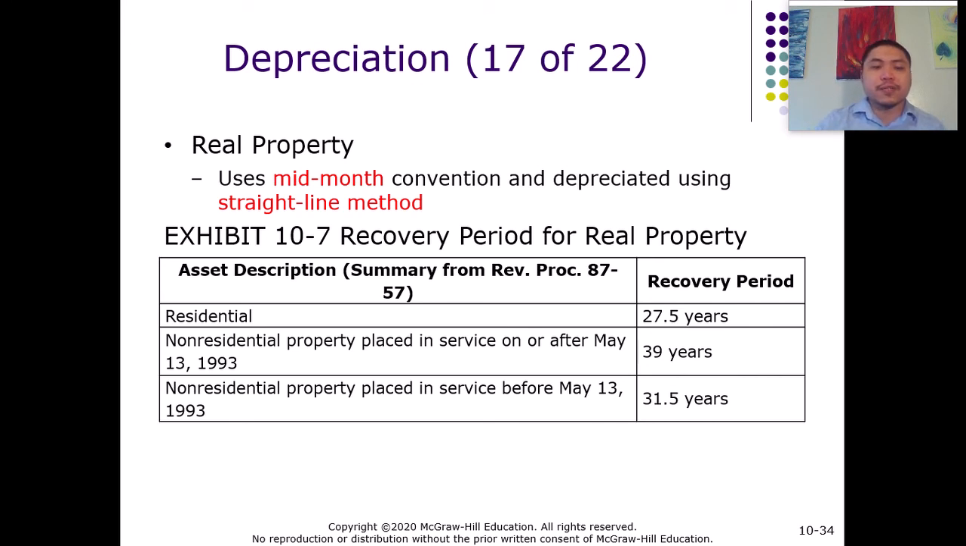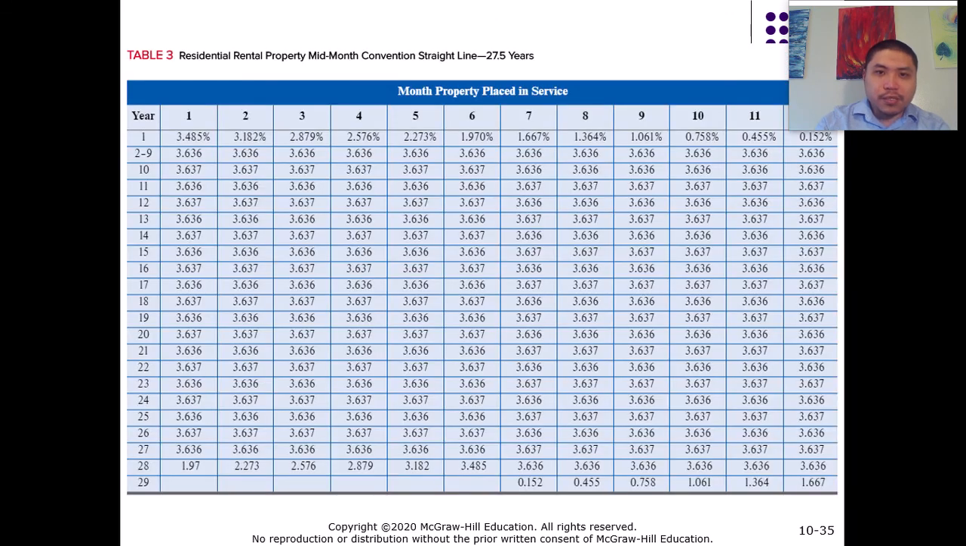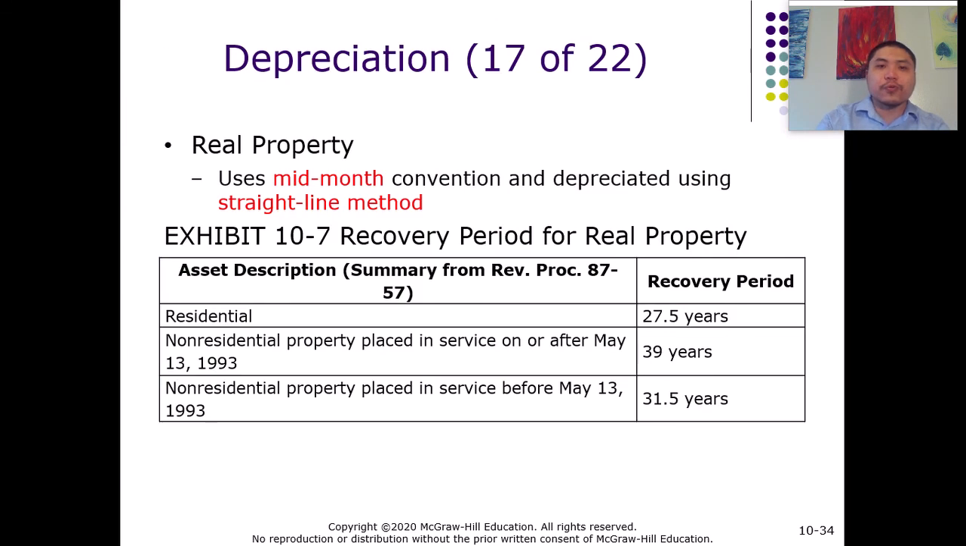So everything is different, right? So be careful. You have to figure out what type of property you are trying to calculate for. If it's a real property, it's going to be a different ballgame. Again, depending on the life, we also have a table for the real properties.